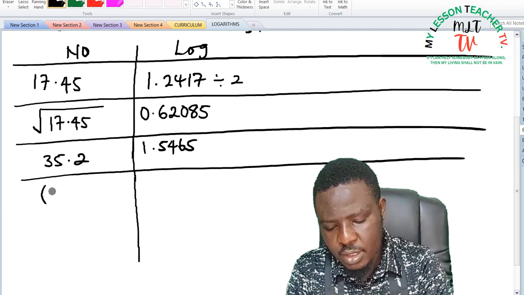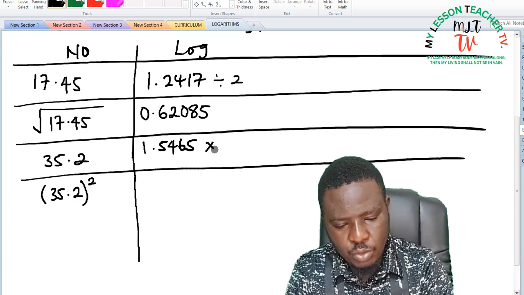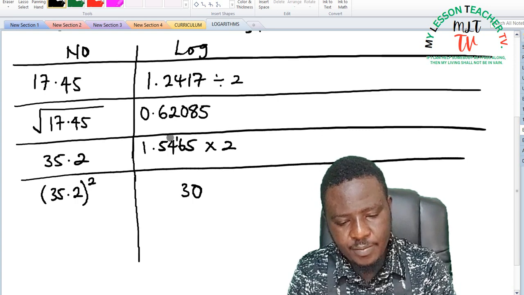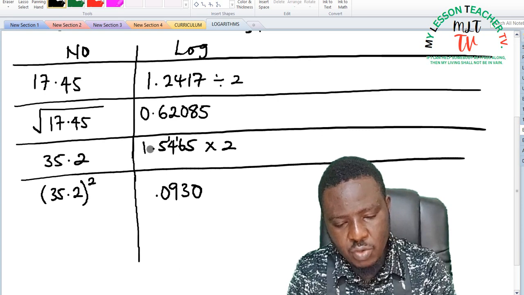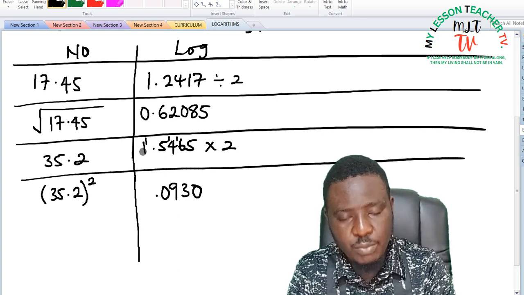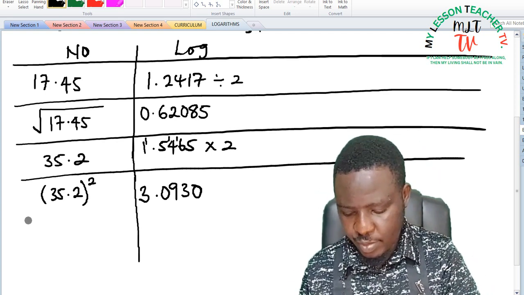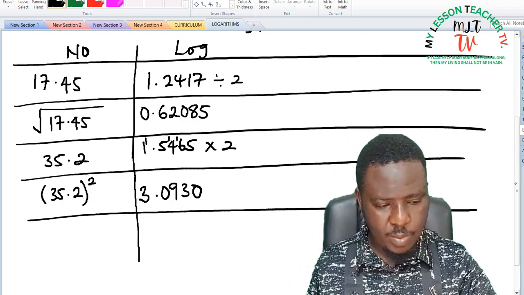So I have 35.2 squared. I'm going to multiply this by 2. This is 0. That is 10, carry 1. This is 12 plus 1, 13, carry 1. 2 times 8 is 2 times 4 is 8 plus 1 is 9. 2 times 5 is 10. I write down 0 and carry 1. 2 times 2, 2 times 1 is 2 plus 1 is 3. So this is the value under log.